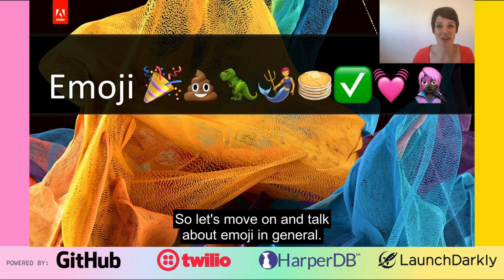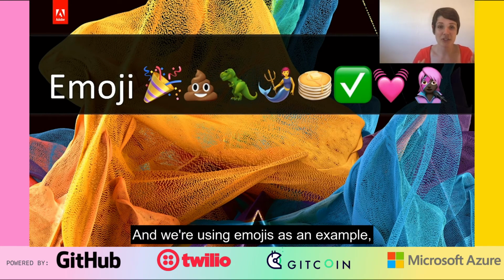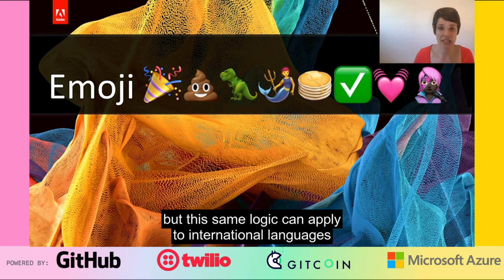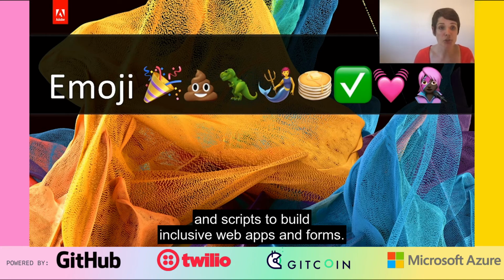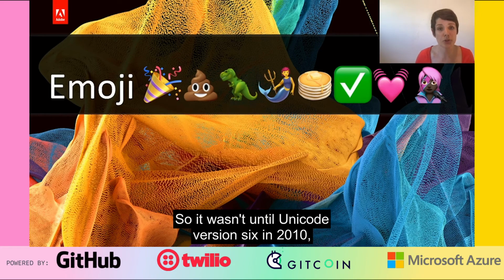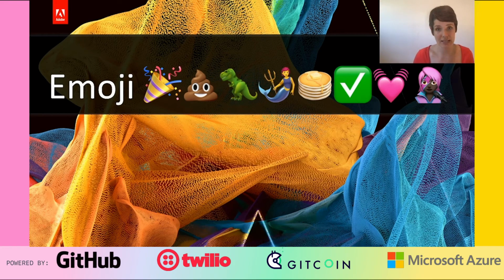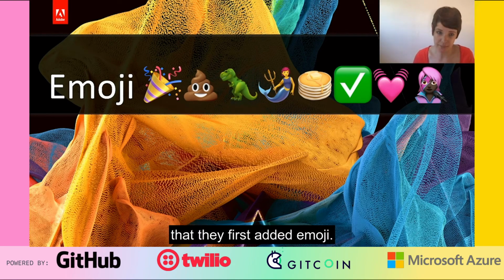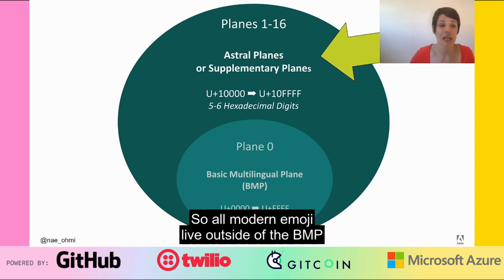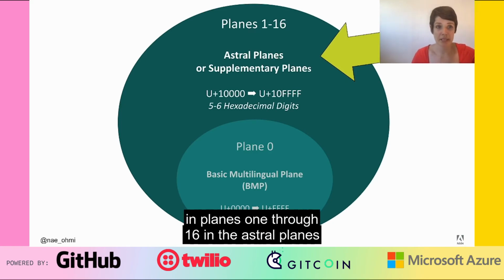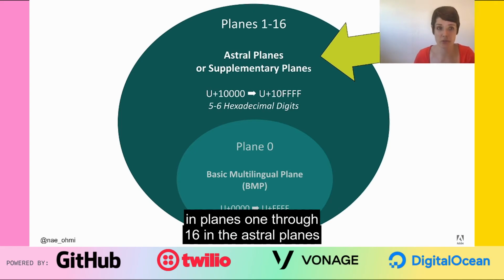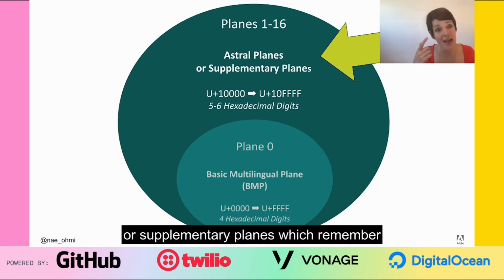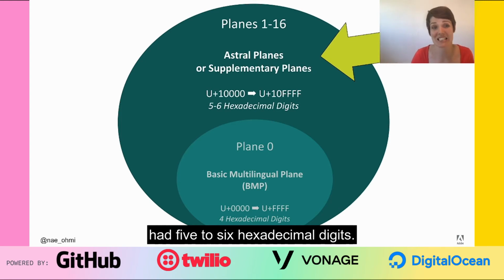So let's move on and talk about emoji in general. And we're using emojis as an example, but this same logic can apply to international languages and scripts to build inclusive web apps and forms. So it wasn't until Unicode version 6 in 2010, nearly 20 years after Unicode started, that they first added emoji. So all modern emoji live outside of the BMP in planes 1 through 16, in the astral planes or supplementary planes, which remember had 5 to 6 hexadecimal digits.